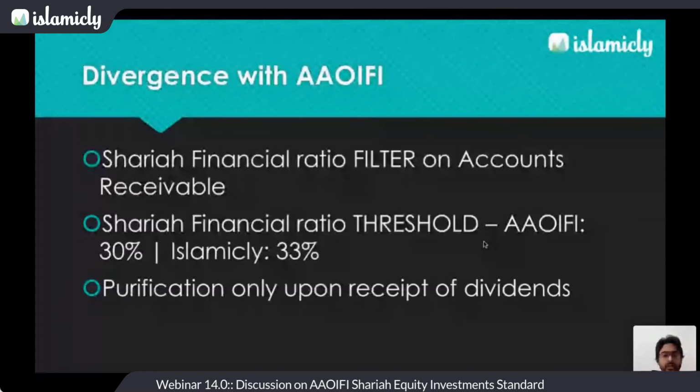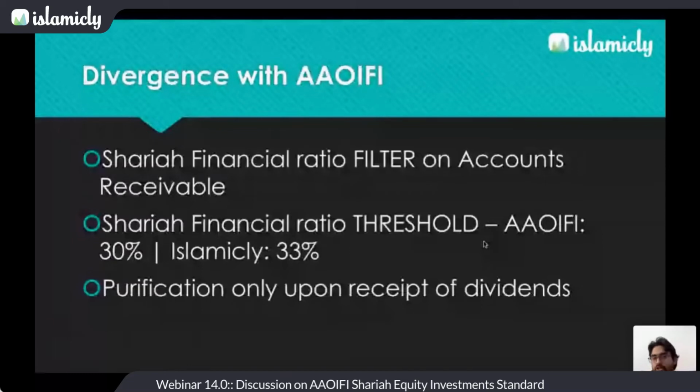The other thing where EoF and Islamically differ slightly is that all the thresholds of EoF are at 30%. So debt to market capitalization should be 30% or less. Cash or interest-bearing cash to market capitalization should be less than 30%. Whereas in Islamically, both of these ratios, debt and cash, should be less than 33%. So there's a 3% difference. All of these are in the range of a third. The common principle applied for both criteria is the concept of a third. EoF defined a third as 30%, whereas Islamically has defined it as 33%. So that's the slight difference.